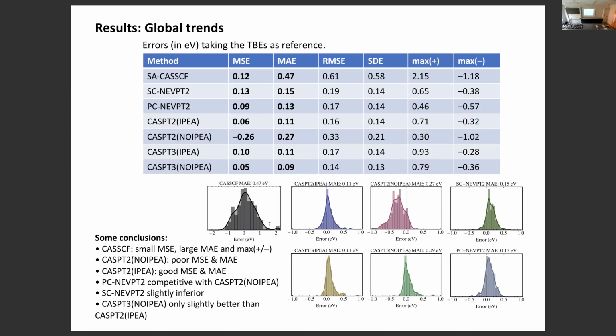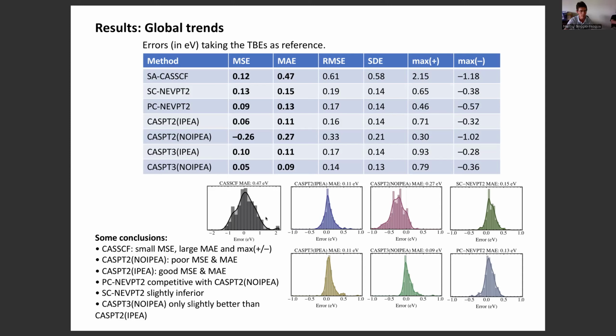First, CASSCF, as expected, we have a large average error, about 0.5 eV. It's nicely centered around 0, though, which is nice, but then, of course, the maximum errors can be very large, up to 2 electron volts, which is rather expected at this level of theory.